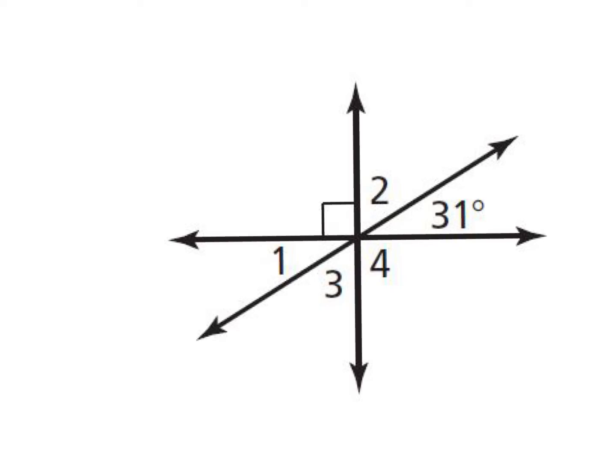Kristen, what'd you get? 31. Bingo. Why is it 31 degrees? It's vertical to the 31 across from it. Very good. Okay. How did you get angle 2?